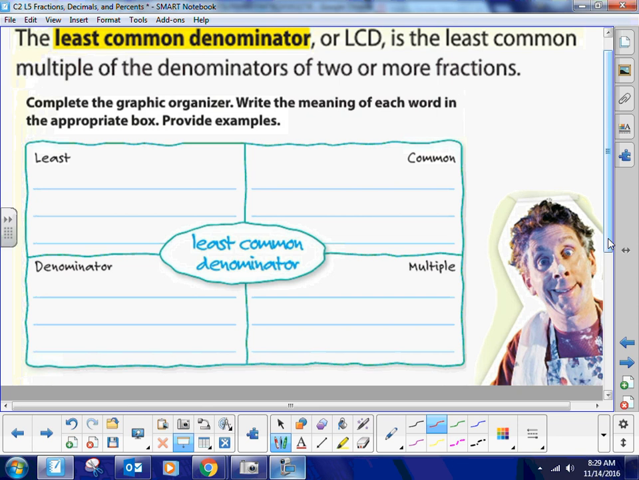All right? Least is smallest or lowest. Common means they are the same. Remember, if something has something in common, they are the same, right? Denominator is what? The denominator is the number that is on the bottom of a fraction, right?